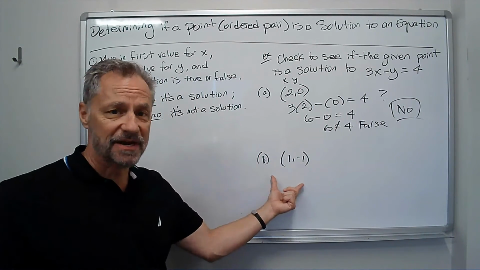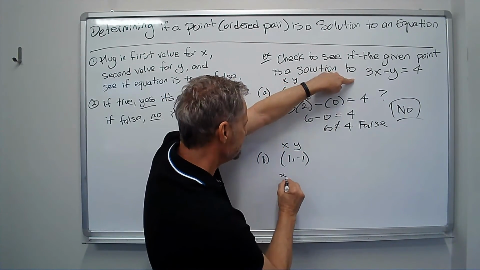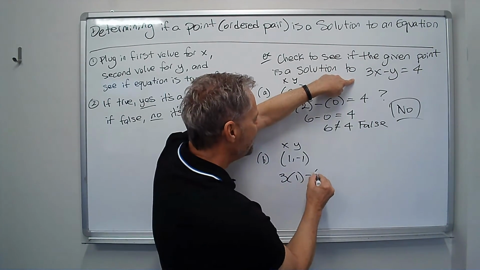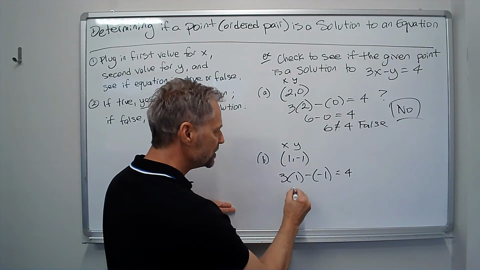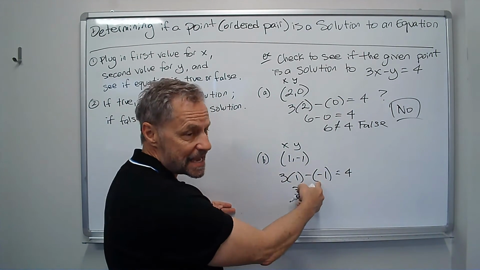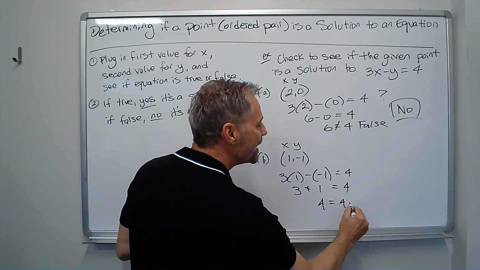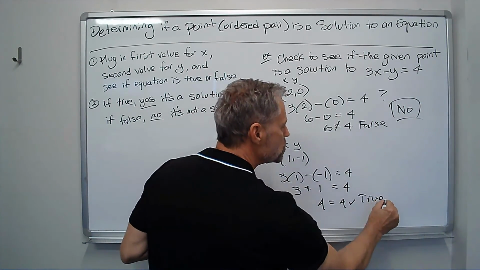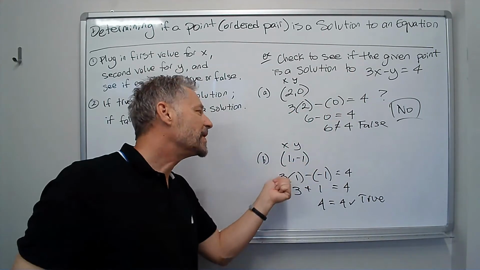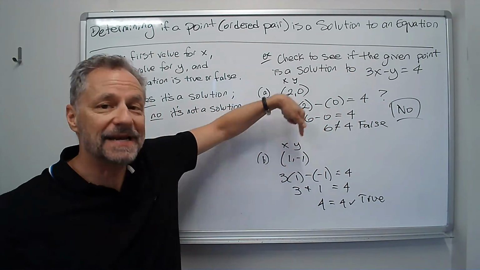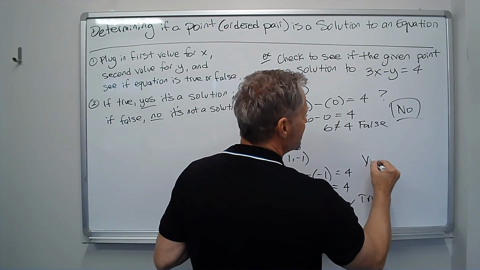Okay, now I've got another point. Again, it's x and then y, so I'm going to plug it into the equation. 3 times x is 3 times 1, minus negative 1, equals 4. Let's check. 3 times 1 is 3. Remember, minus negative 1 is plus 1. And so I get 4 equals 4. Hey, that checks. That's true. Since that point is true when we plug it in, we know that this point 1, negative 1 is a solution. So they say, is it a solution? I'm going to say yes.